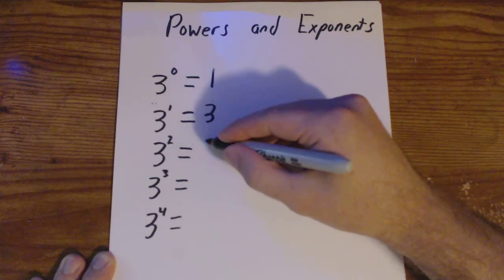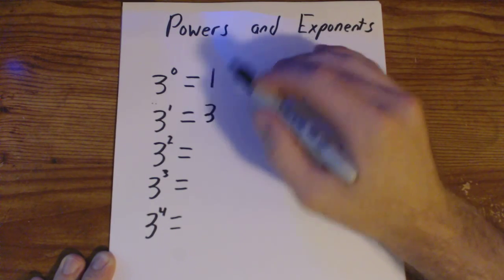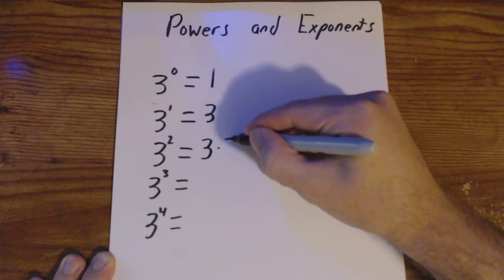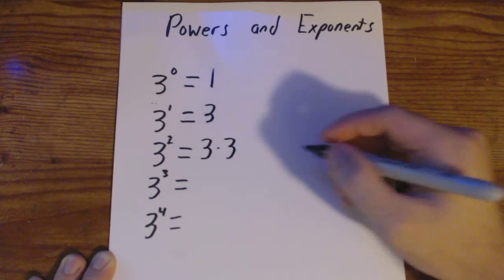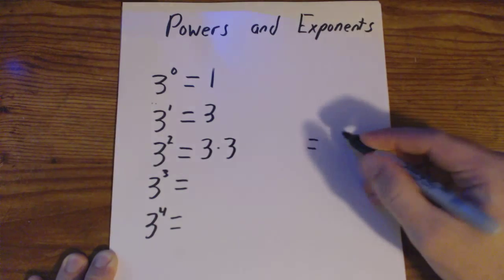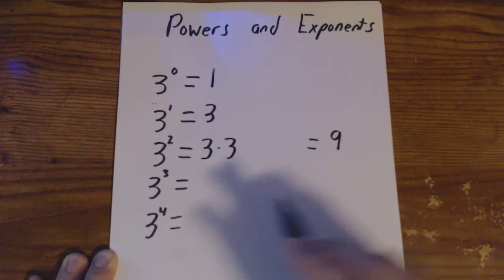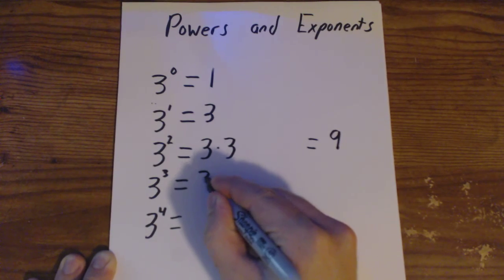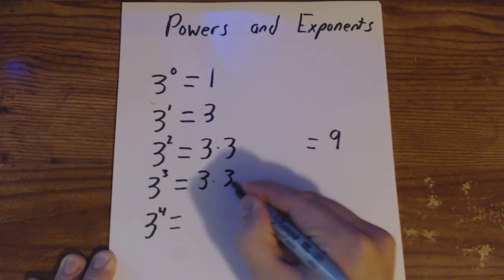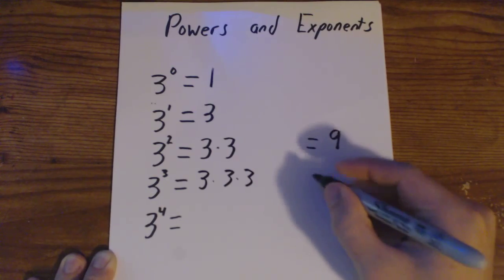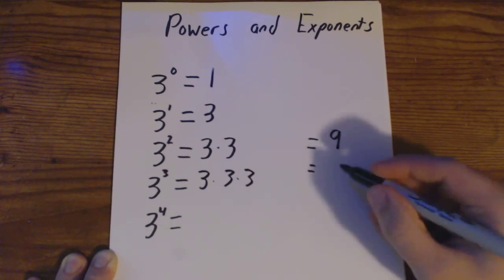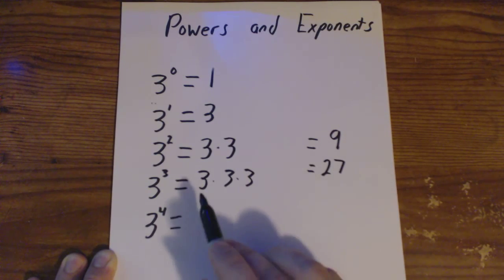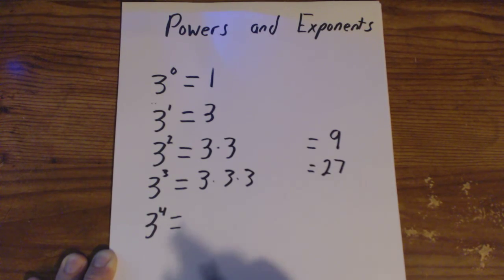3 to the second power. Exponents refer to repeated multiplication, so what we're going to do is you have 3 times 3, or 3 to the second power, put over here, would equal 9, right? 3 times 3 is 9. 3 to the third power, you're going to have 3 times 3 times 3, which is going to equal 27. Essentially, 9 times 3. 3 times 3 is 9, times 3 is 27.